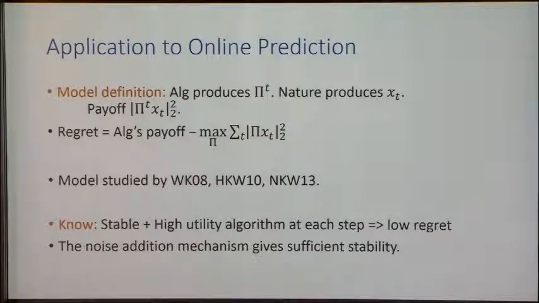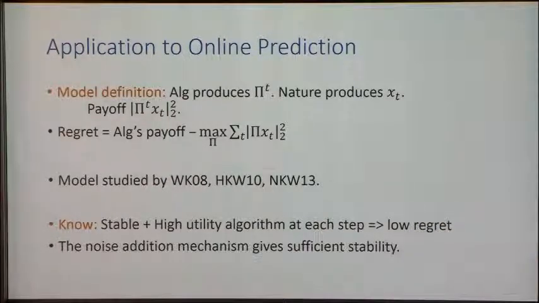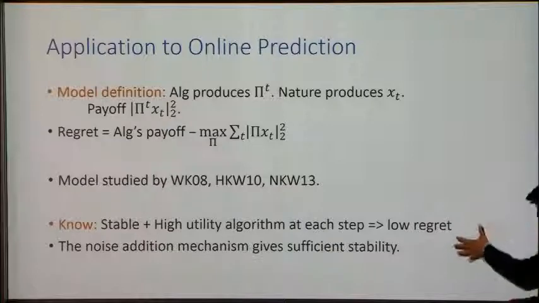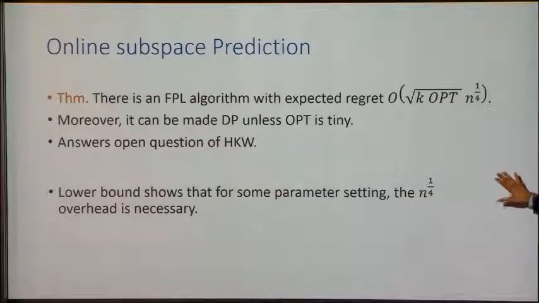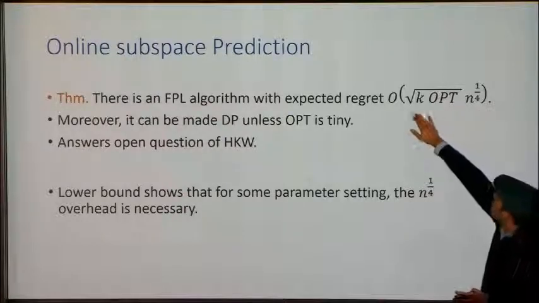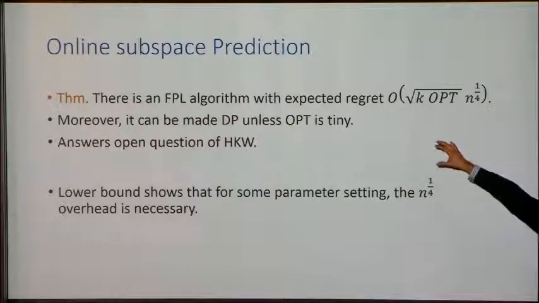Now, what we do know is that if you have a stable algorithm which has high utility, then you can convert that to a low regret algorithm. This is what Adam talked about yesterday. And it turns out that this noise addition gives me sufficient stability to make that analysis go through. So what we get is a follow the perturbed leader type algorithm, whose expected regret is about square root of k opt times n to the 1/4. So this is n to the 1/4 away from the best known algorithm for online prediction, due to Warmuth and Kuzmin.